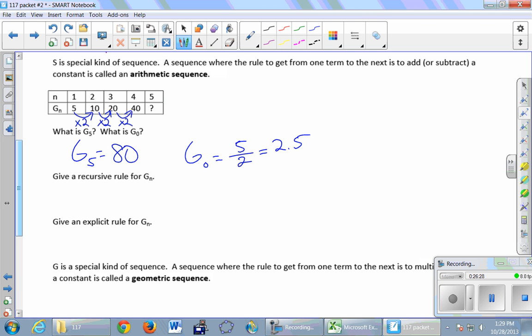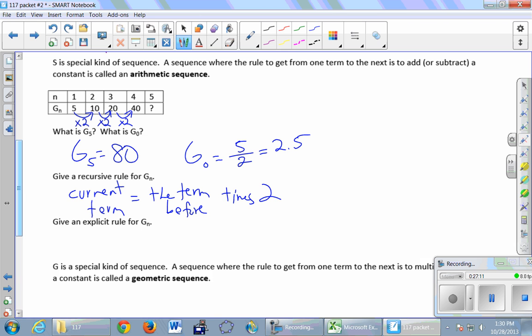Okay, let's think about the recursive rule. I want to write English before I write symbols. Current term equals, in English, term before. It depends on how you write the equation. I think the way we've written it is correct. So to get the current term, you take the term before and you multiply by 2, yes?